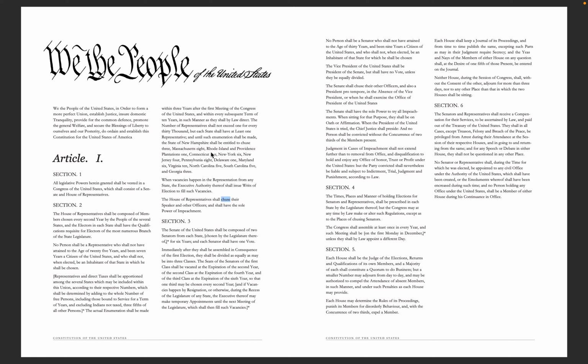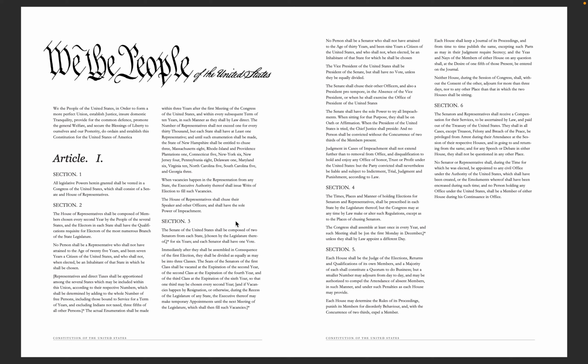So the Senate is in Section 3. They shall be chosen by the legislature thereof. This was the case up until the early 1900s with the passage of the 17th Amendment, which gave direct election of senators. Before then, the state legislatures would choose who would represent the state in the Senate.